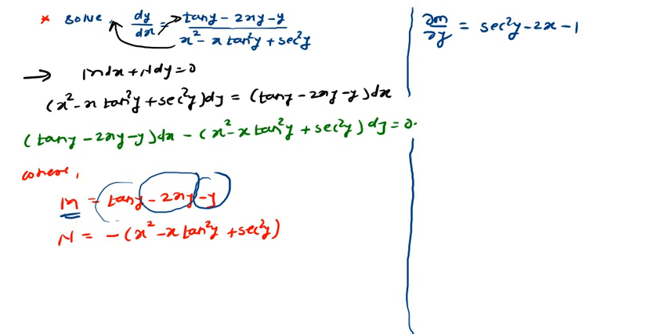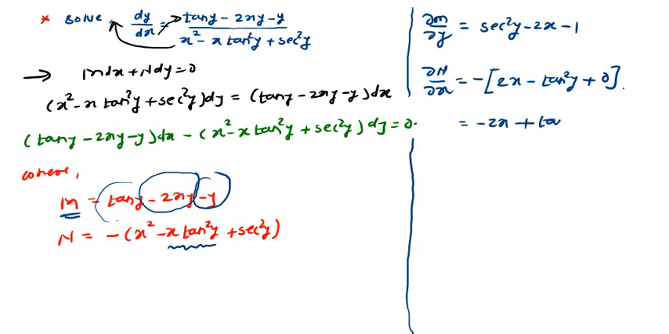Now we will see what is the value for ∂N/∂x. This minus sign is outside, so the derivative of x square with respect to x will be 2x, minus derivative of x into tan square y. Now tan square y will be constant, so derivative of x will be 1. So what remains? Tan square y, plus derivative of sec square y with respect to x will be 0. This is nothing but minus 2x plus tan square y.